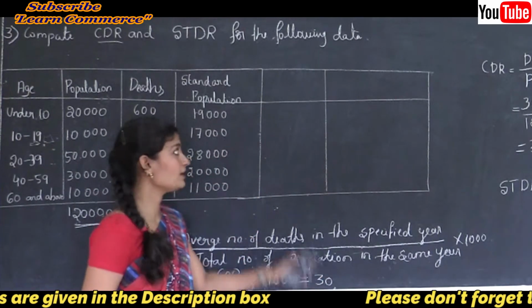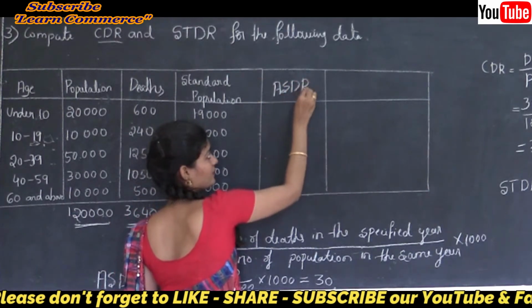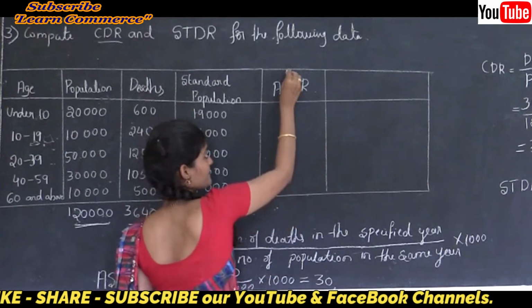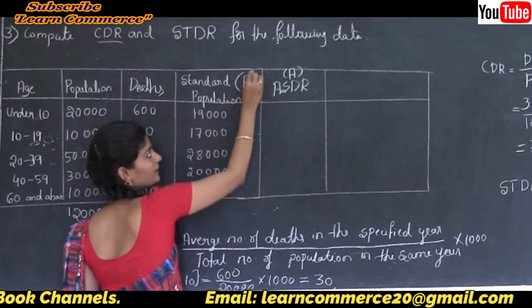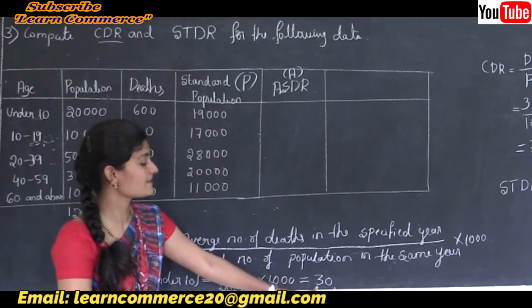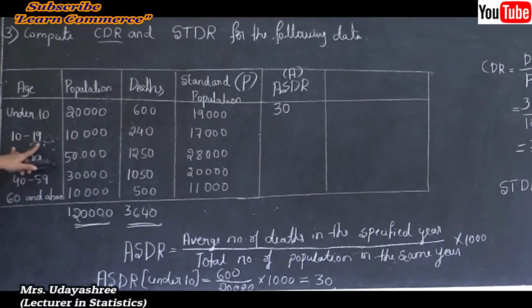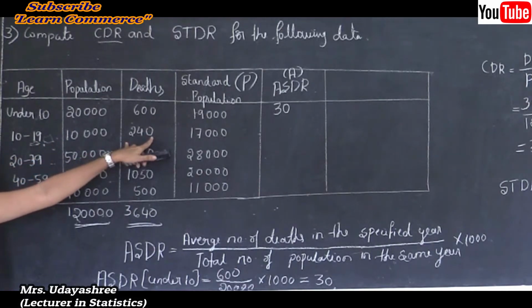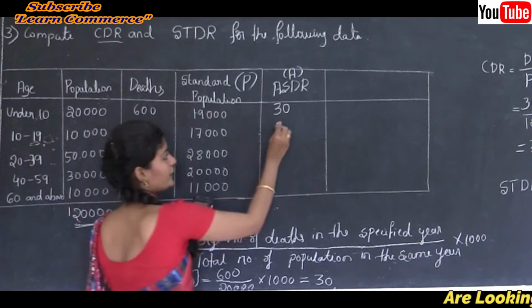Remaining values I will write here. This column is the age specific death rate, denoted by A, and the standard population is denoted by capital letter P. The first value of A is 30. Next the specified year is 10 to 19. Here the average number of deaths is 240 and the total population is 10,000, into 1000, that is 24.